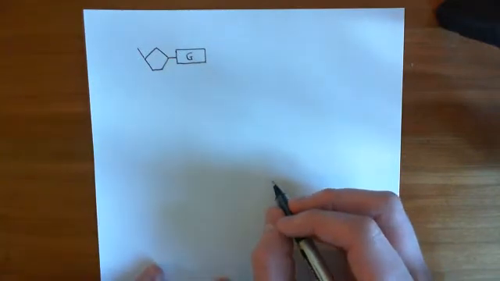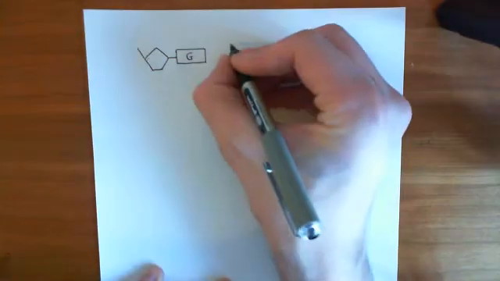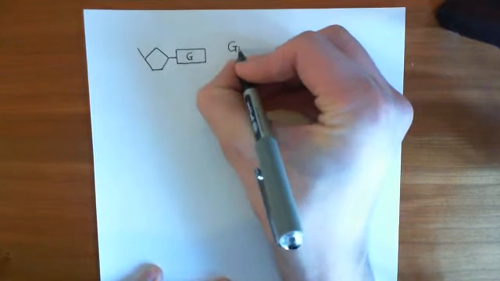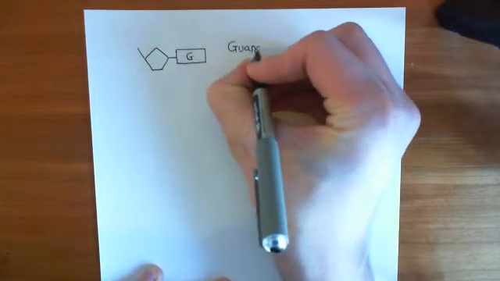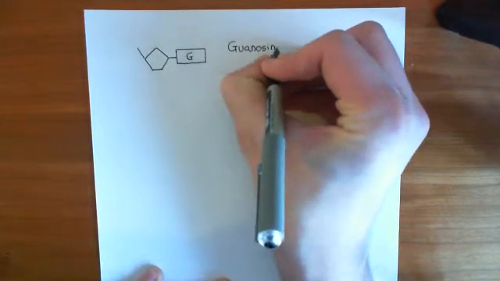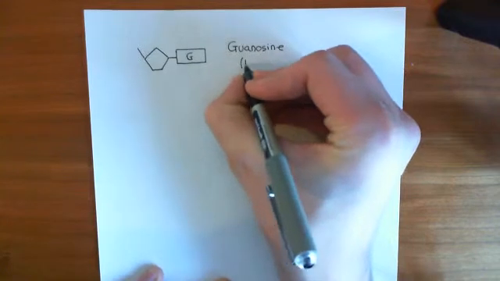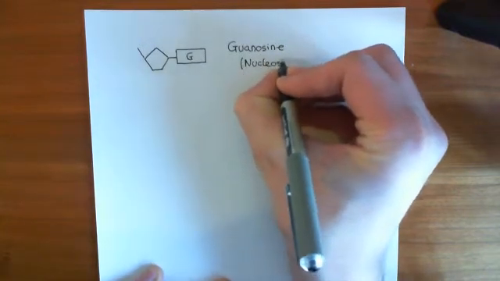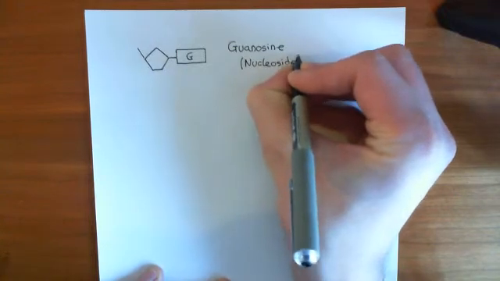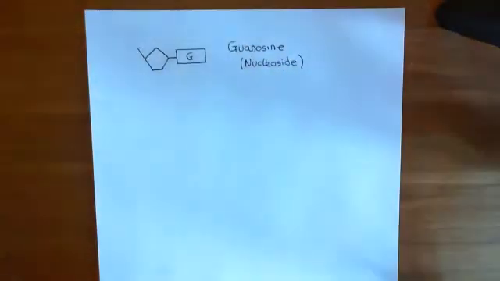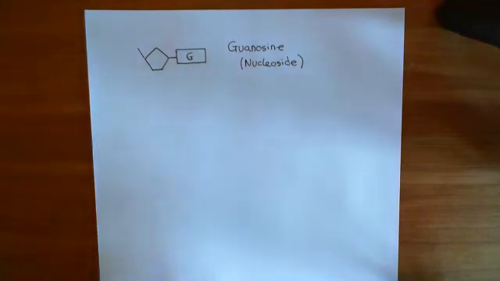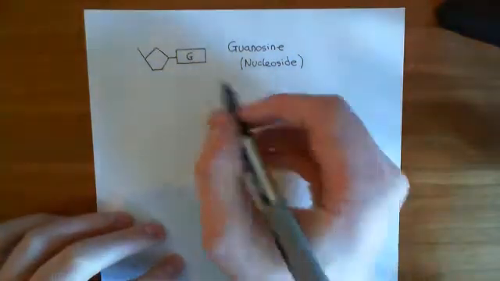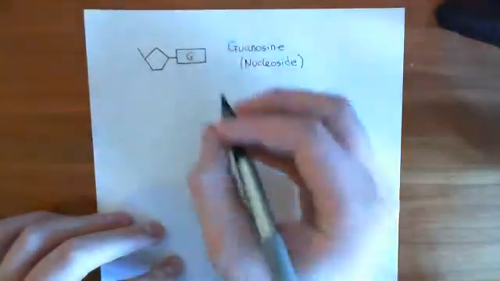Okay, so when you bind guanine to ribose, you make a molecule known as guanosine. And guanosine is what is known as a nucleoside. A nucleoside means a ribose sugar bound to an organic base, basically. So it's different from a nucleotide. A nucleotide means that you've got phosphate groups sticking off up here.